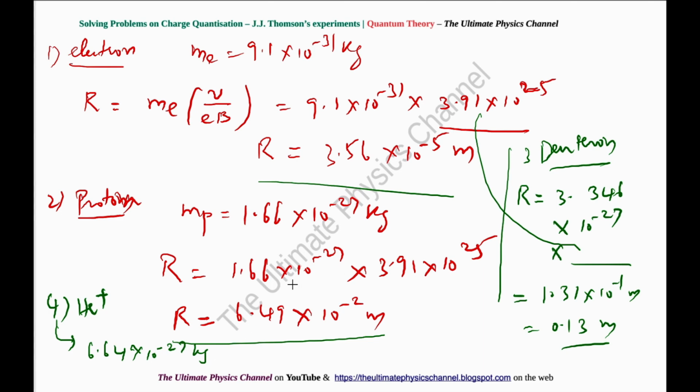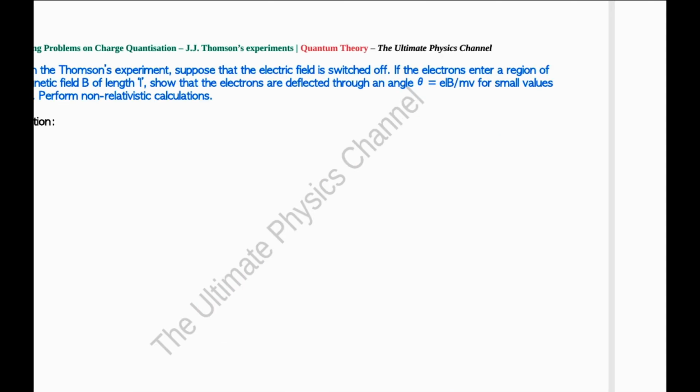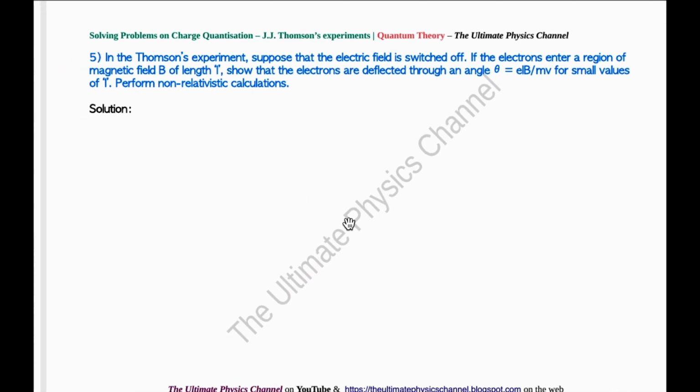And then if you multiply that mass with this particular value 3.91 again, you would get R for the case of the singly ionized helium atom, about 0.26 meters. That is the final answer you get. You can do these calculations and verify that you get these answers. So that completes our fourth problem. Let's move on to the fifth one.